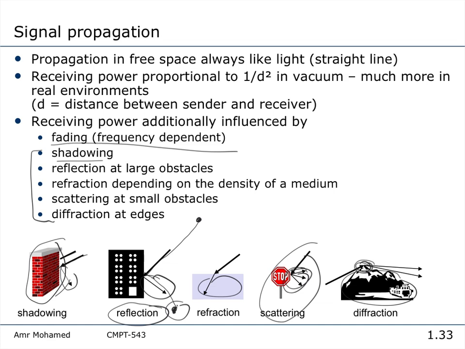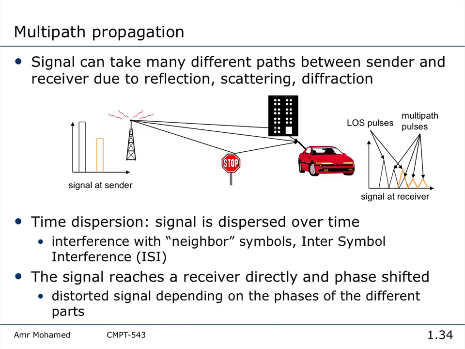So all of these are different forms of signal fading. All of these are called fading effects. What is the effect of this? The fading causes an interesting phenomenon here, which is called multipath propagation.